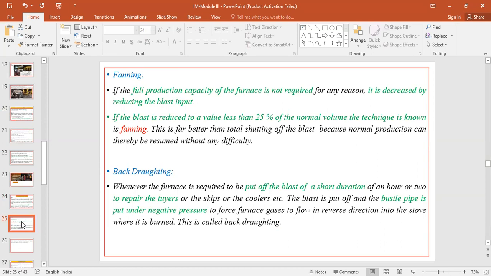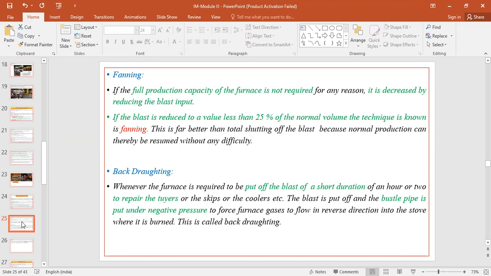Fanning we actually do if the full production capacity of the furnace is not required for any reason, and it should be decreased by reducing the blast input. If the blast is reduced to a value less than 25% of the normal volume of the blast furnace blast, then that is nothing but the fanning. This is somewhat better than totally shutting the blast furnace. So whenever you don't require the full production, for any reason, then instead of shutting down the blast furnace completely, you can run the blast furnace at low production capacity just by reducing the blast by 25%.